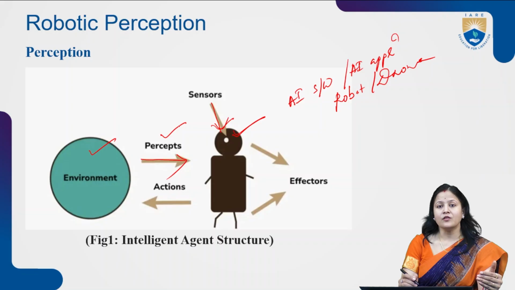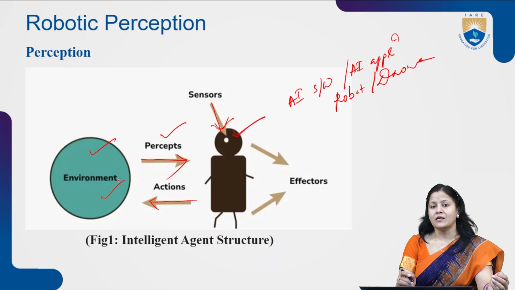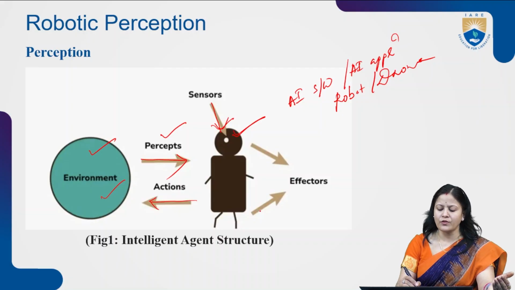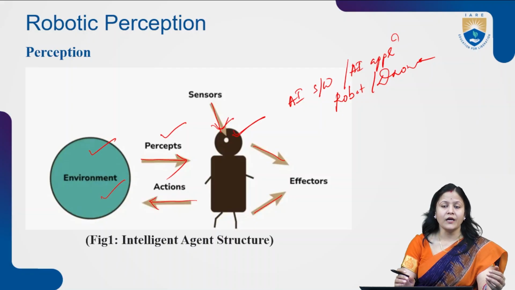After receiving the data, the agent processes that information with its reasoning capability. Then it performs an action on the environment itself. One more thing is there: the actuators and effectors, which are related to this intelligent agent structure. Effectors are the tools used to perform the action, like gripping an object, holding an object, or moving an object from one place to another. That is possible with the help of effectors.